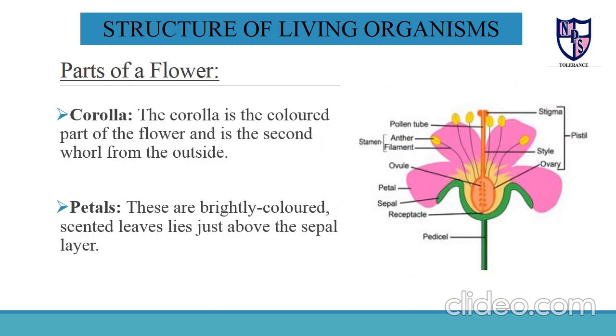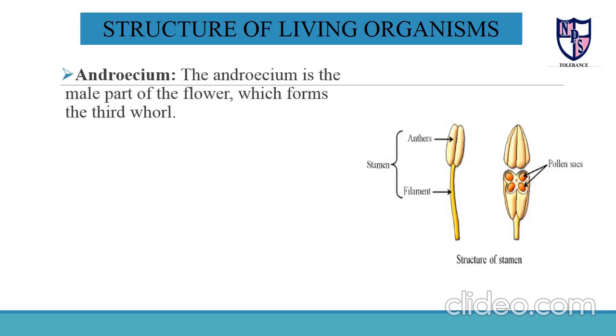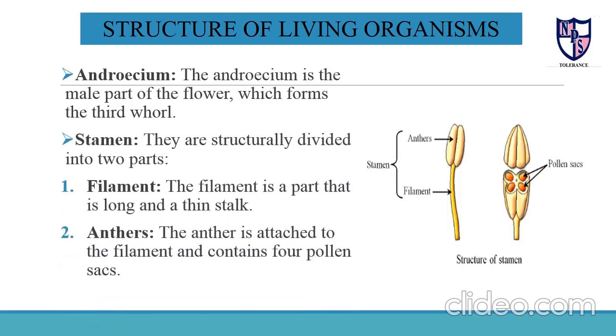The next part is androecium. The androecium is the male part of the flower which forms the third whorl. Stamens are structurally divided into two parts. Number one is the filament. The filament is a part that is a long and thin stalk. Next one is the anther. The anther is attached to the filament and contains 4 pollen sacs.